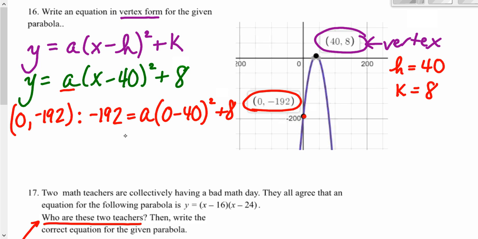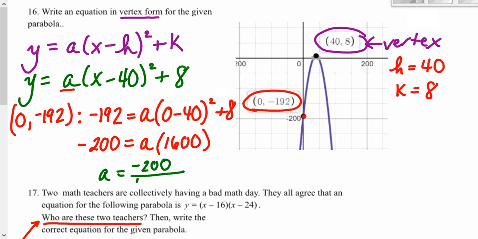So if I subtract the 8 over, negative 200 equals a, and then this is negative 40 times negative 40. If I divide, I can get a alone. And so a would be negative 200 over 1600. 100 on the top and the bottom would cancel, and this would reduce to negative 1/8.